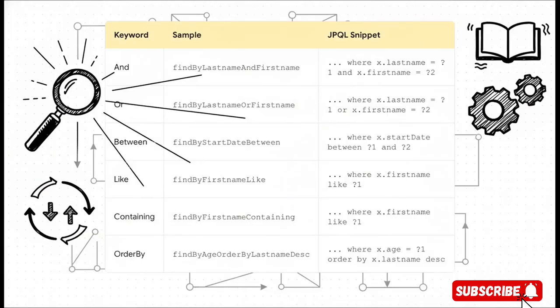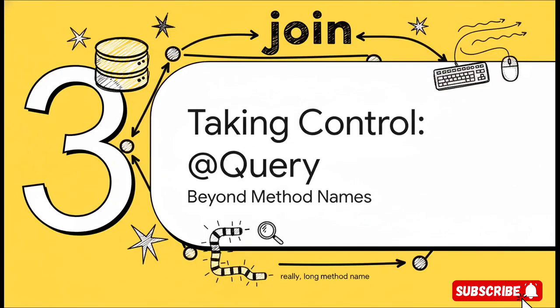And that parser is seriously powerful. This little cheat sheet is just a taste. You can do date ranges with Between, you can do text searches with Like or Containing, you can even add sorting right in the method name with OrderByDesc. All of this power just by naming your methods in a specific way. Look, derived queries are fantastic.